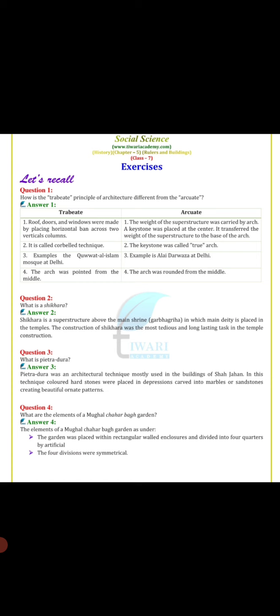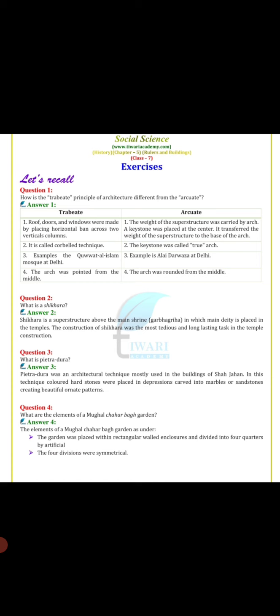Question 2, what is shikara? Answer, shikara is superstructure above the main shrine, Garbha Griha, in which main deity is placed in the temples. The construction of shikara was the most tedious and long-lasting task in the temple construction.